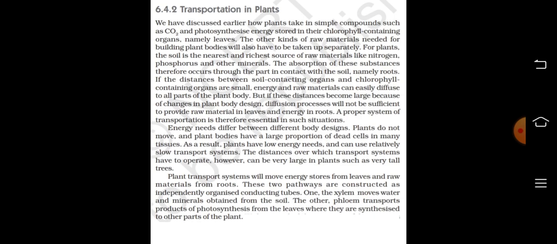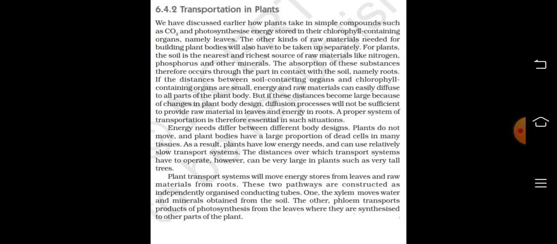If the distances between soil containing organs and chlorophyll containing organs are small, energy and raw materials can easily diffuse to all parts of the plant body. But if these distances become large because of changes in plant body design, diffusion processes will not be sufficient to provide raw material in leaves and energy in roots. A proper system of transportation is therefore essential in such situations.